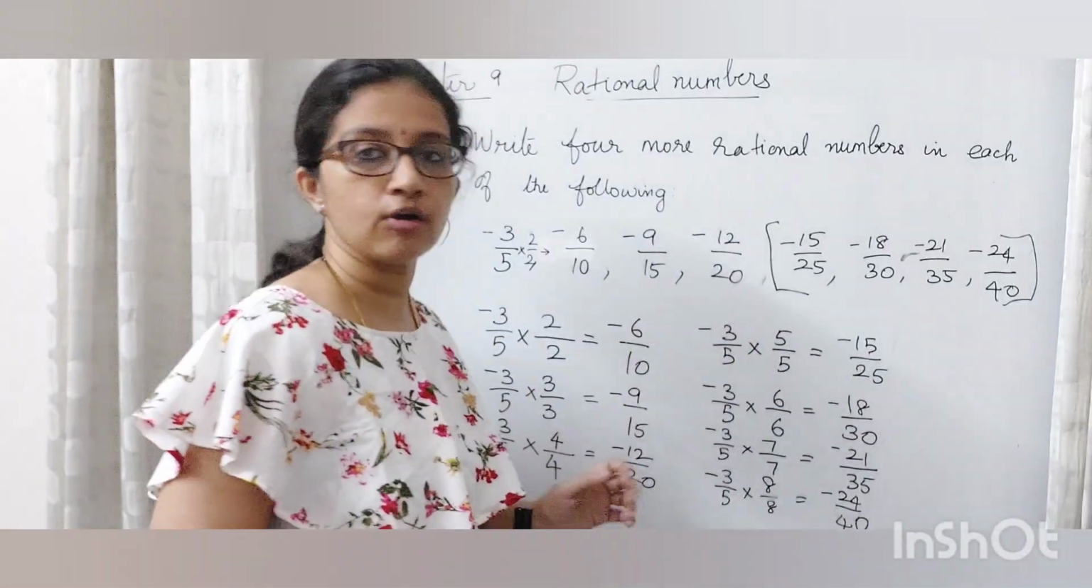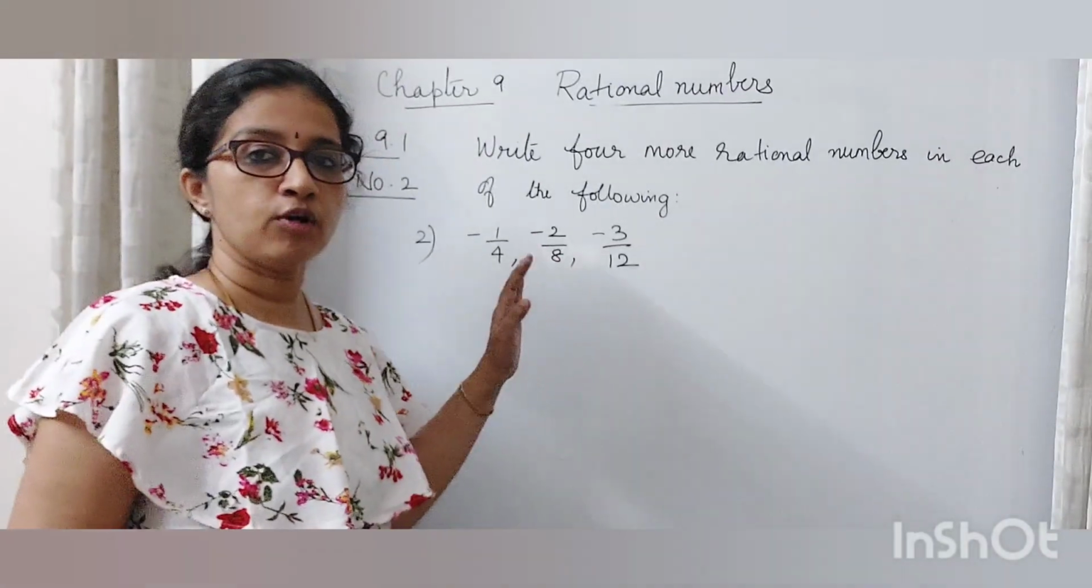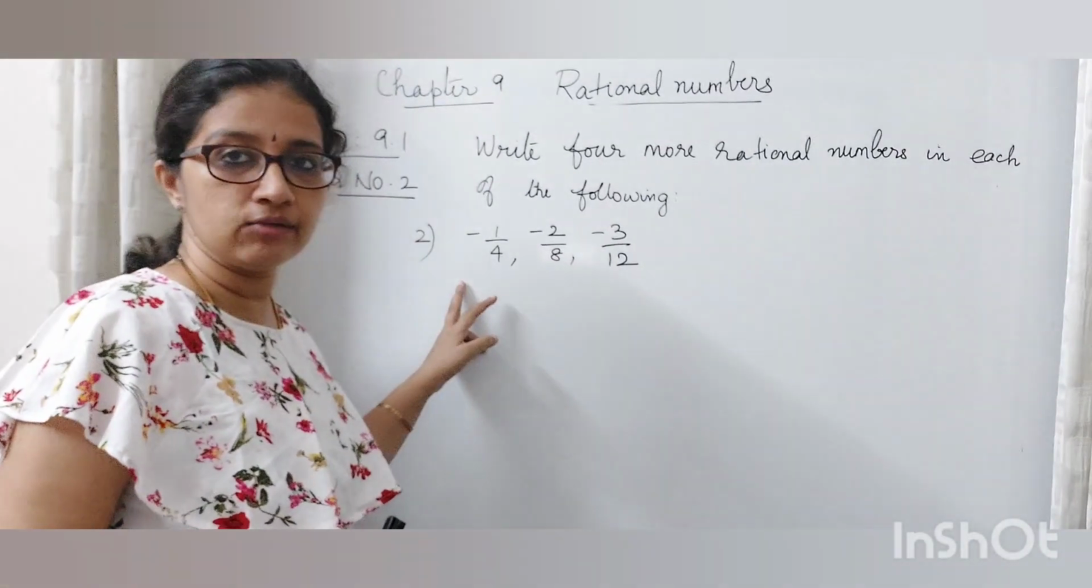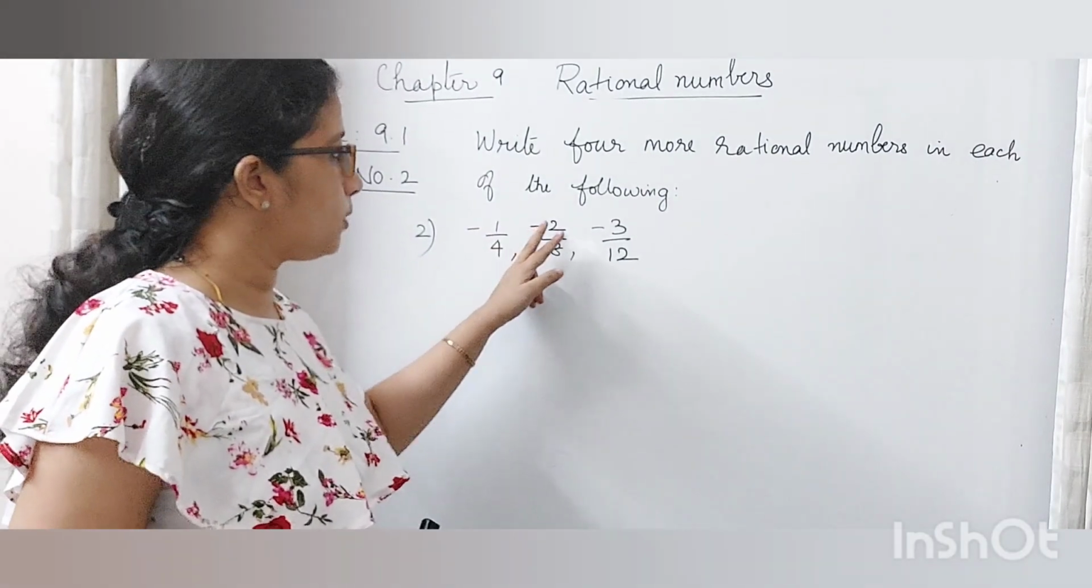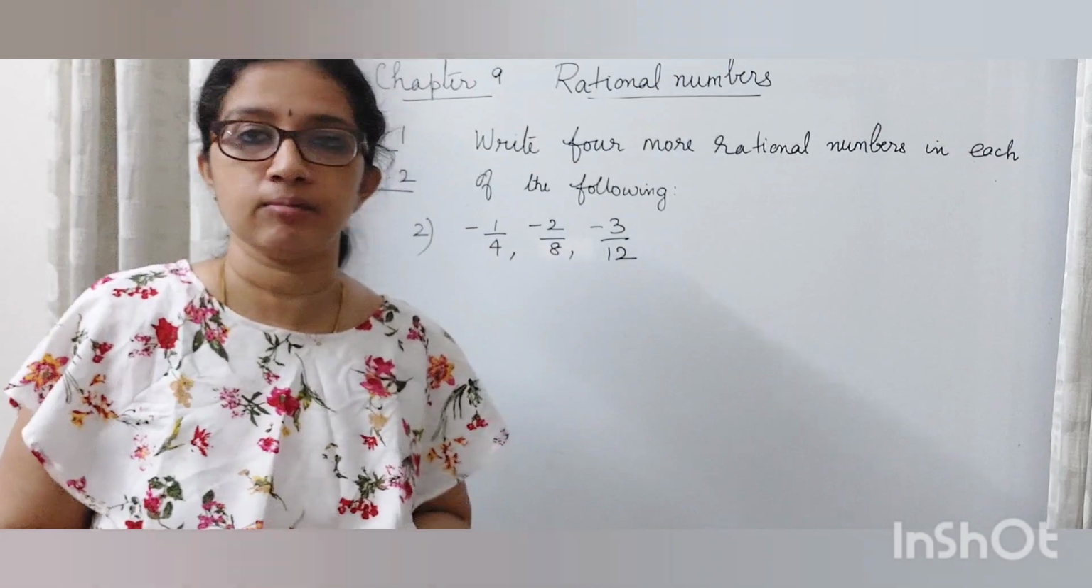Now let's move on to the next question. What is the second question? Minus 1 by 4, minus 2 by 8, minus 3 by 12. We have to fill up the next 4 rational numbers.